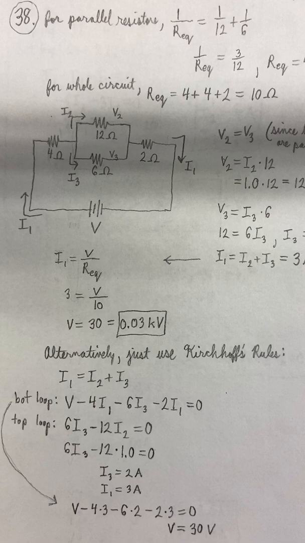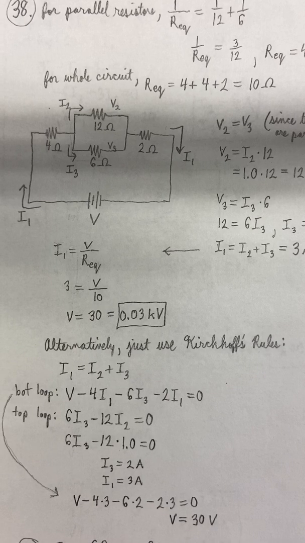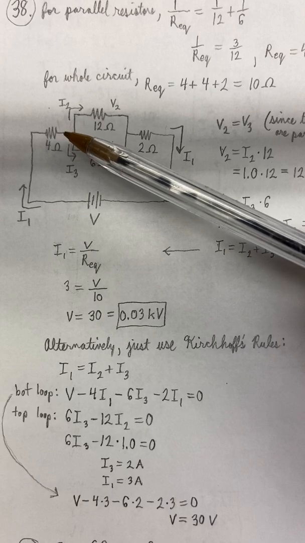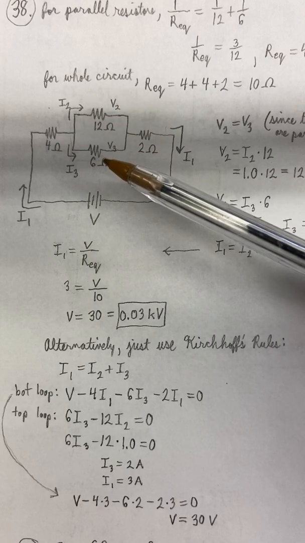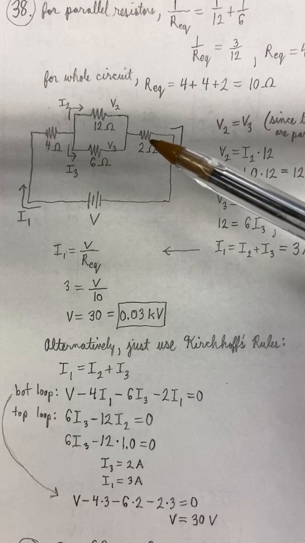We can use the bottom loop and the top loop. All right, and the bottom loop, notice what it includes. We start with a battery, and then we do minus 4I1. That 4 is referring to this 4 ohm resistor right here. Then we have minus 6I3, and that's this 6 ohm resistor. And then we have minus 2I, 2 ohm resistor, equals 0.